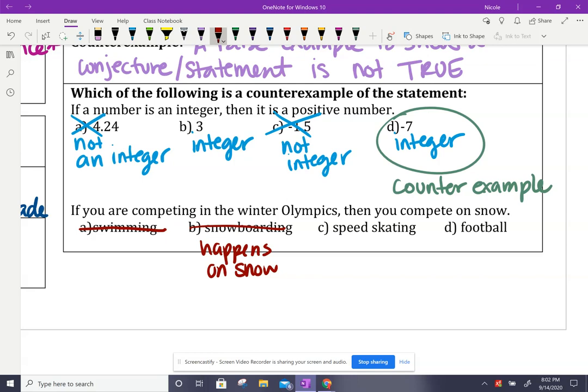Looking at my last one, football. Football isn't even in the Olympics. And so this question might be tough if you aren't 100% aware of what all happens at the Olympics, but football is not a part of the Olympics. My apologies. So speed skating is our counterexample for this one.